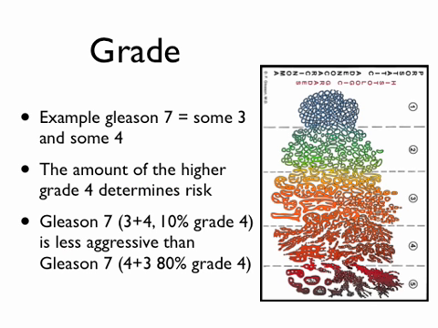So because of that, in Gleason grade 7s, the amount of the higher grade 4 really determines a risk. So a 10% grade 4 Gleason 7 is much less aggressive than what we call a 4 plus 3 Gleason 7, which may be 80% grade 4. And it's important to know from your urologist, if you have a Gleason 7, exactly what you've got.